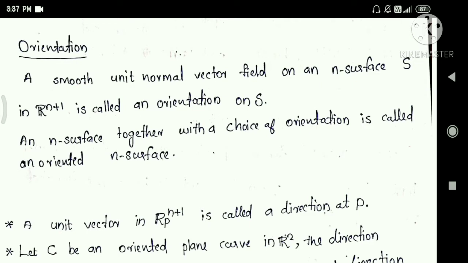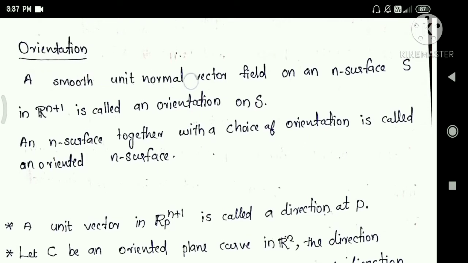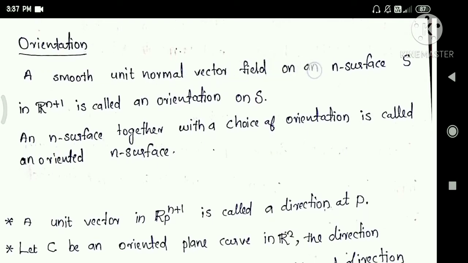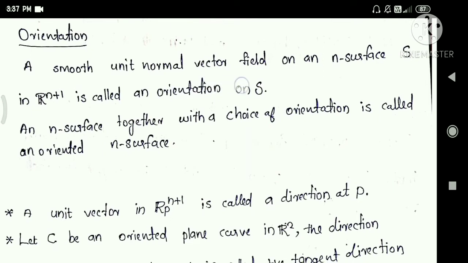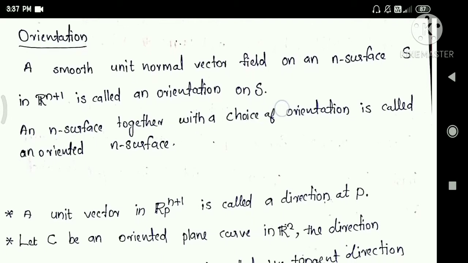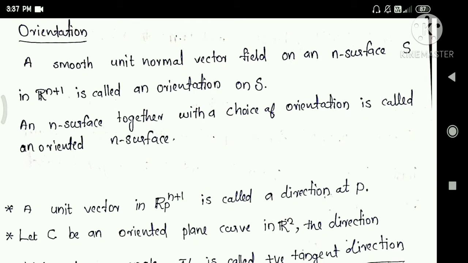And for an arbitrary n-surface S in R^(n+1), if there exists a smooth unit normal vector field on S, then that vector field is known as an orientation on S. That is, a smooth unit normal vector field on an n-surface S in R^(n+1) is called an orientation on S. And an n-surface together with the choice of orientation is called an oriented n-surface.